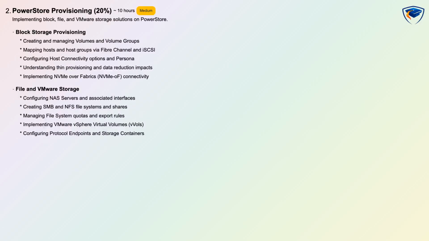PowerStore provisioning accounts for 20% of the exam, is rated medium, has an estimated learning time of 10 hours, and is assessed through scenario-based tasks. You will implement block storage by creating and managing volumes and volume groups, mapping hosts and host groups over Fibre Channel and iSCSI, configuring host connectivity and persona settings, and understanding thin provisioning and data reduction effects.